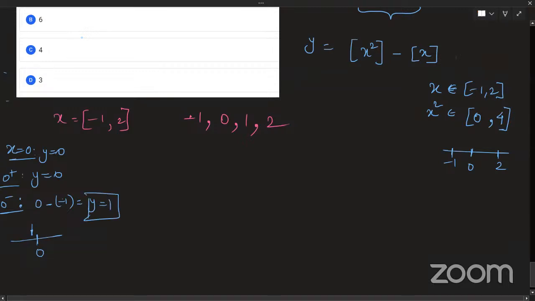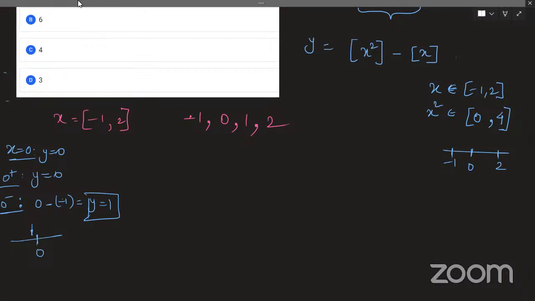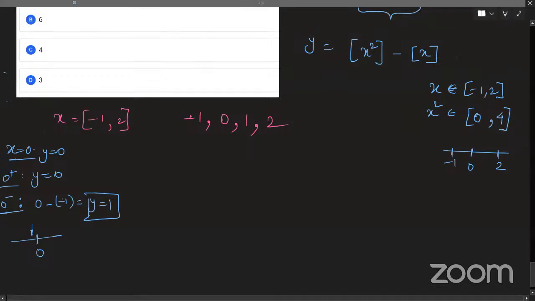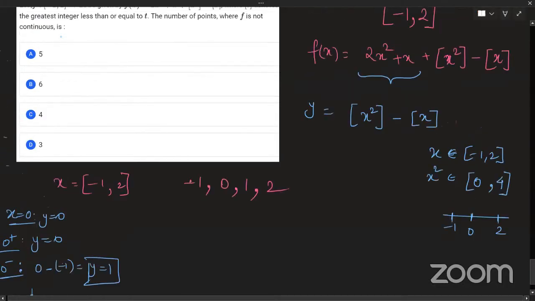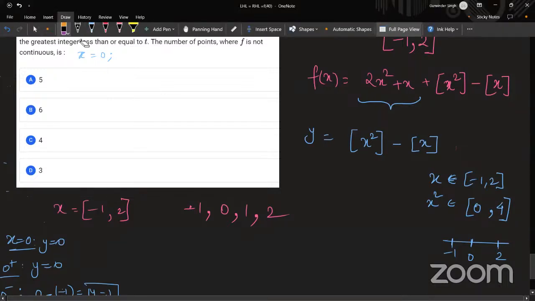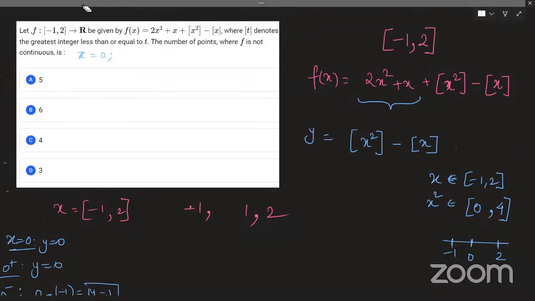So at x is equal to 0, y is 0. At 0 plus it is 0, but at 0 minus it is 1. So it is discontinuous, right? Everyone, yes, it is discontinuous at x is equal to 0. So the first point of discontinuity is x is equal to 0. You have confirmed it for x is equal to 0. Great.